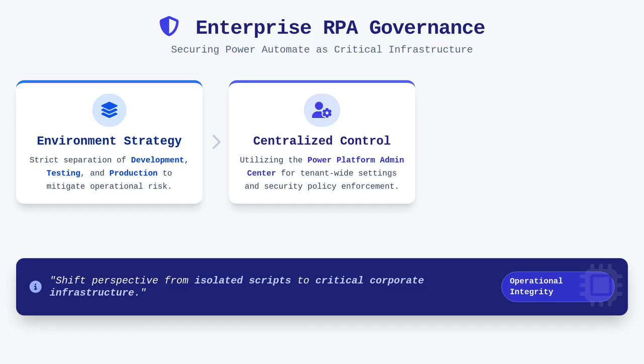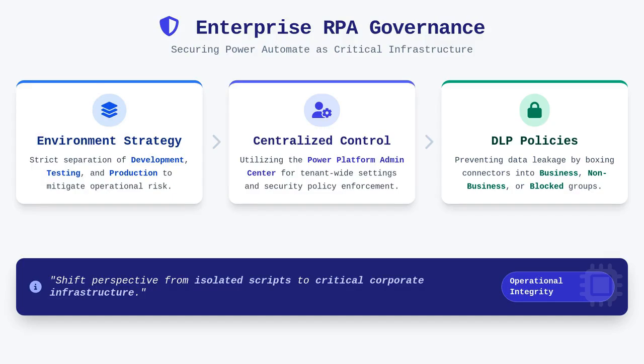Furthermore, by implementing data loss prevention policies, you can explicitly restrict which connectors interact with one another, thereby preventing sensitive data from leaking into unauthorized third-party services. These policies allow you to categorize connectors into business, non-business, or blocked groups, effectively boxing in the data flows that your automation bots utilize.